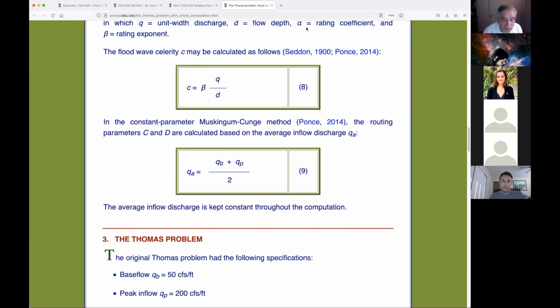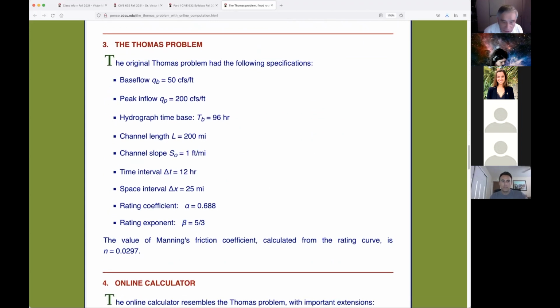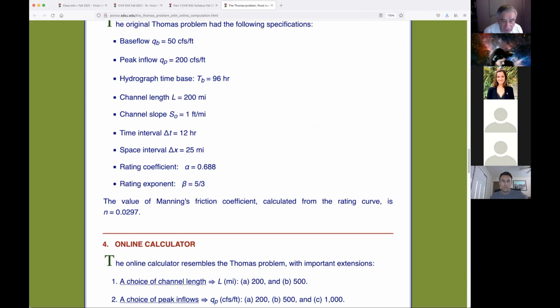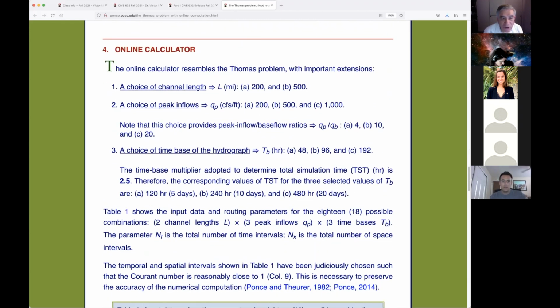Okay, so we got in here in the constant parameter, calculator of the average distance, the Thomas problem. We already know the Thomas problem. Repeat it in here. For consistency, the value of n can be back calculated as 0.0297, the online calculator. So what this calculator does is that it sets up the Thomas problem data on the basic cell of Muskingum, which we already know, Muskingum-Cunge.